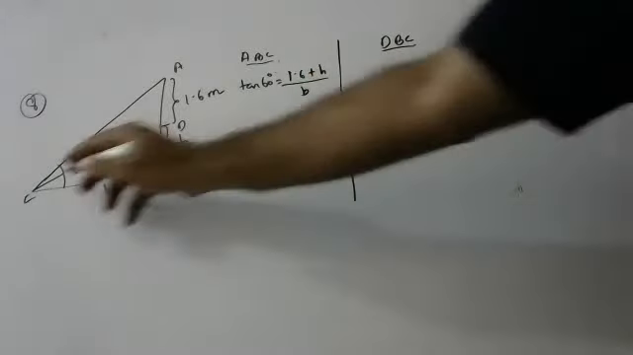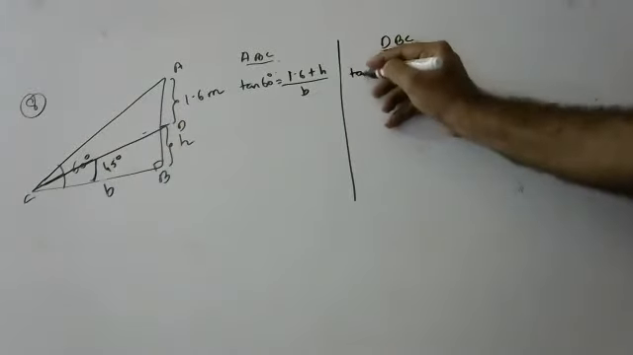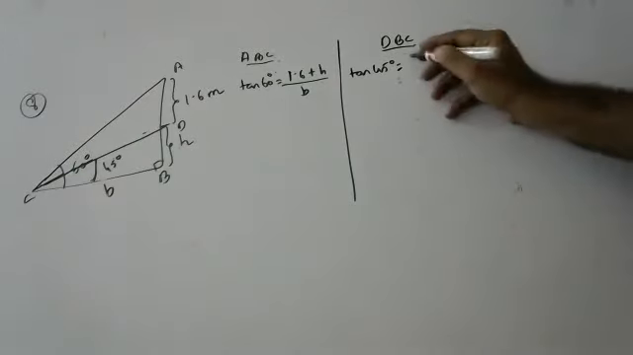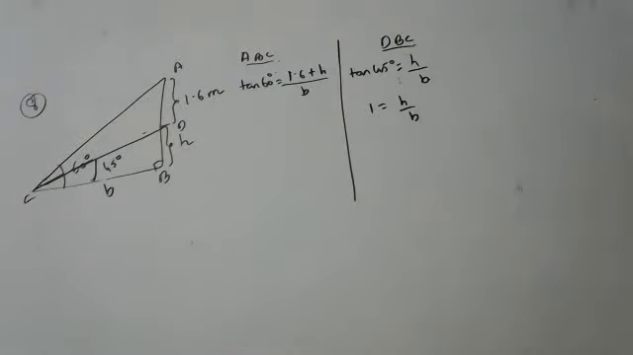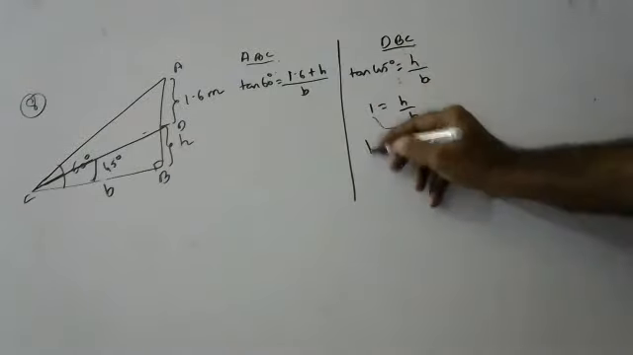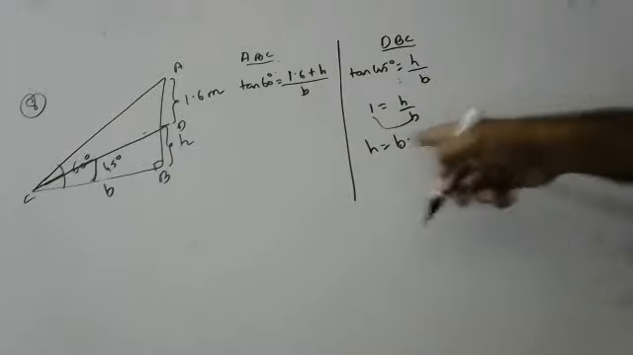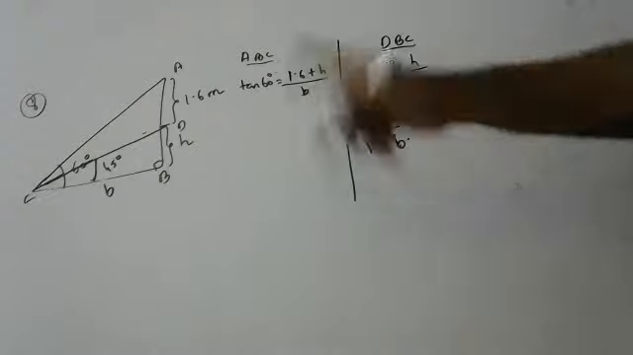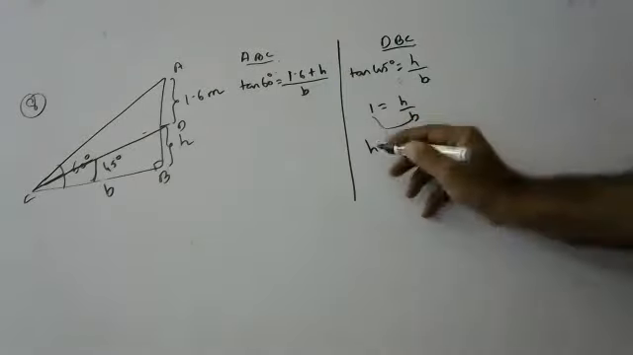For the small triangle DBC, this is 45 degrees. Tan 45 is how much, children? Tan 45 is 1. So 1 is equal to h by b. b comes here, h is equal to b. They are asking for h. Let us put h and b as equal. B also as h. So children, I am putting b as h.